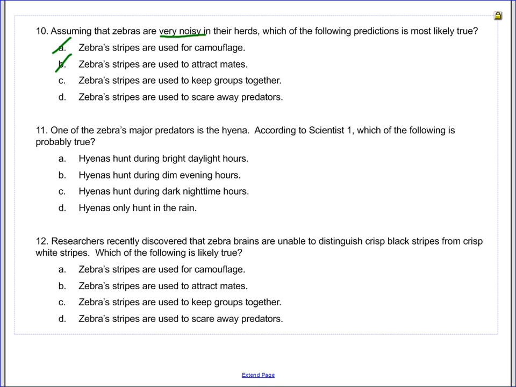Now remember that scientist 2 says that groups of zebras are scared, and it's the stripes that lead to the groups forming. So of our two options here, zebra stripes are used to keep groups together. This is the only one that's true. But the stripes are not actually used to scare the predators away. It's just the size of the group that actually scares the predators. So in this case, C is our right answer.